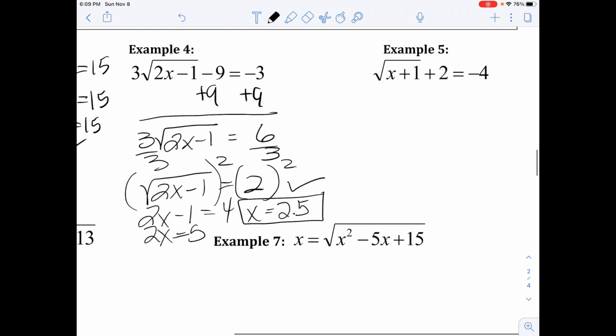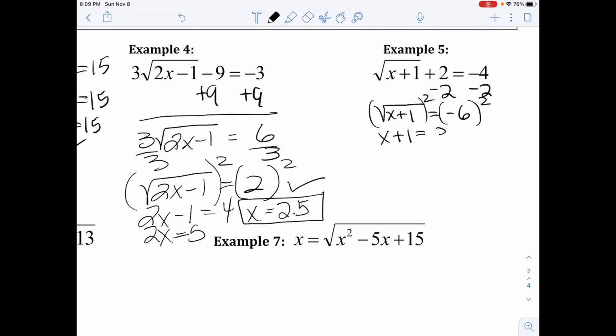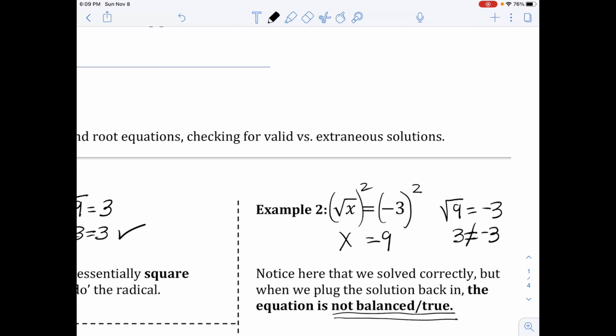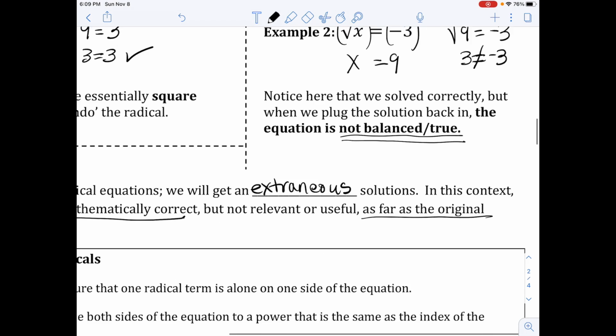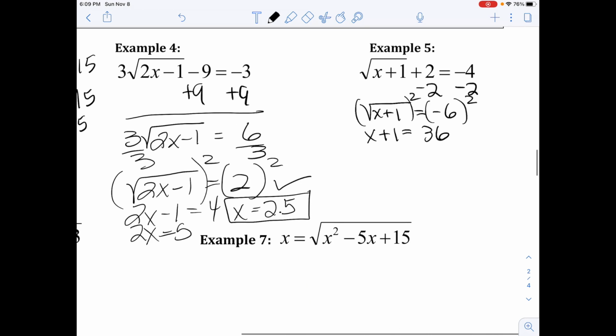Example 5. We're going to isolate the radical. So we're going to get the square root of x plus 1 equals negative 6. You're going to square both sides, and you're going to get x plus 1 equals 36. You're going to subtract 1 from both sides, and you're going to get x equals 35.